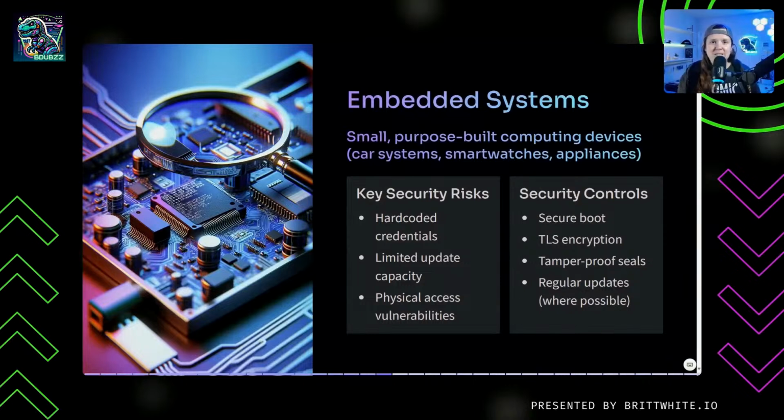So here's how we can fix it. Secure boot checks firmware at startup. Encrypt communications with TLS to keep it secret. Add tamper-proof seals for physical defense. And push updates where you can, and shut off unused features to slim the attack surface. Embedded systems are everywhere, but they need custom armor to stay stealthy. Now let's rev up the horsepower with high-performance computing.